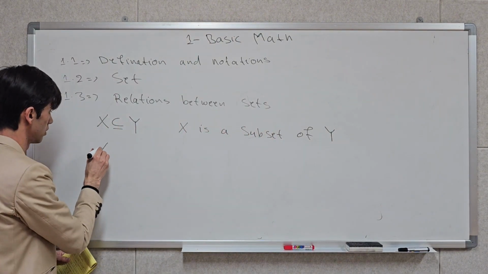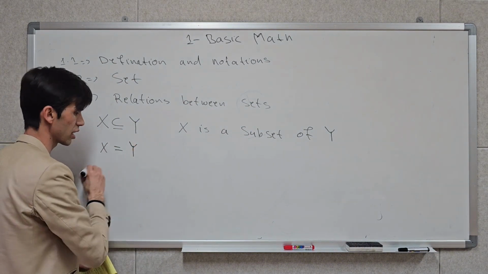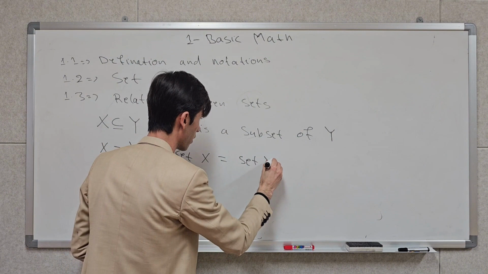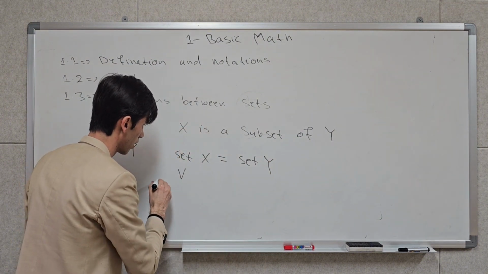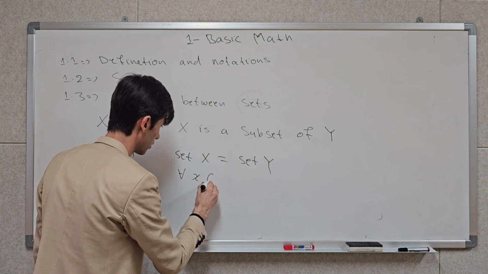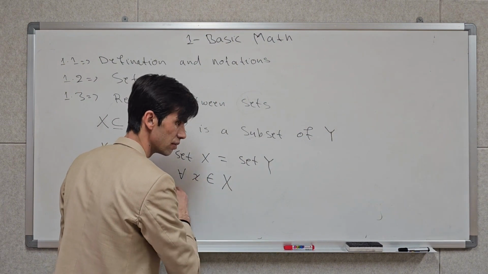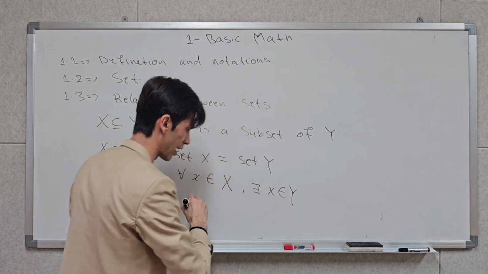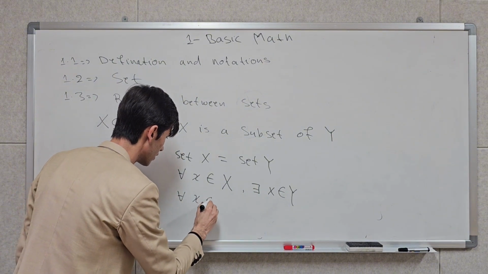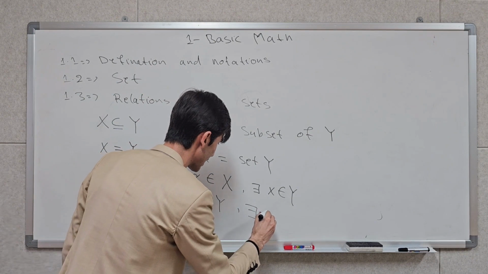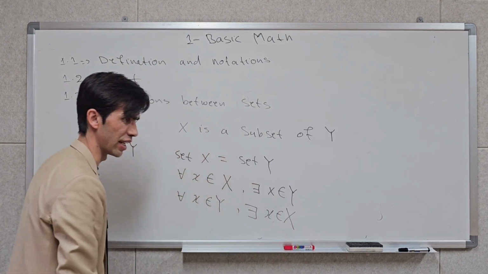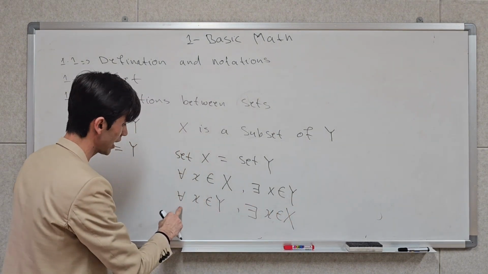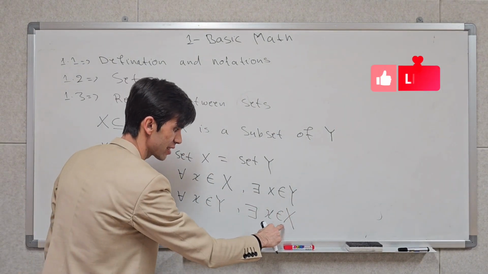And also we have the equal sign, another relation between two sets, where X is equal to Y. It means set X is equal to set Y. It means for any x included in X, there exists an x in Y. And also for any x in Y, there exists an x in capital X. For any x in set X, there exists an x in Y. For every x in Y, there exists an x in X.